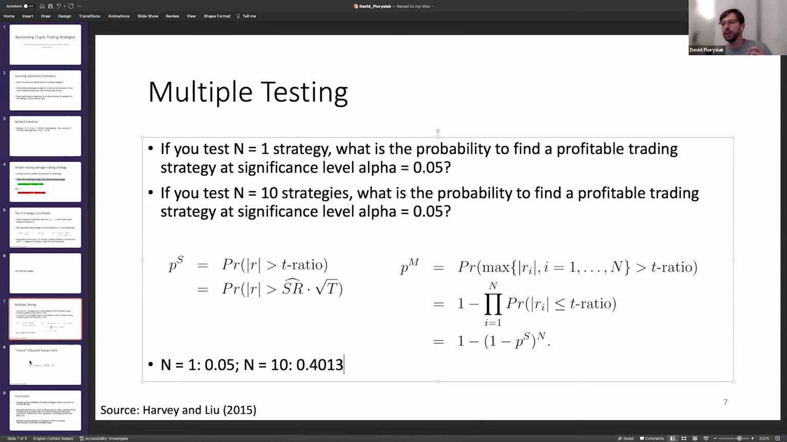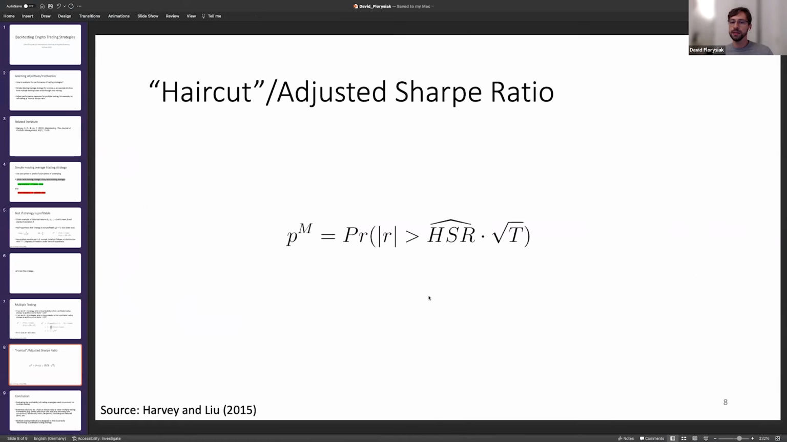But what can we do? How can we adjust our performance measure? We were looking at the Sharpe ratio, and what we can do is account for this multiple testing by calculating a so-called haircut or adjusted Sharpe ratio. So what would be the resulting Sharpe ratio if we accounted for the number of tests that were actually conducted? What we do is equate the p-value that we calculated for multiple testing to this expression here and back out the haircut Sharpe ratio.